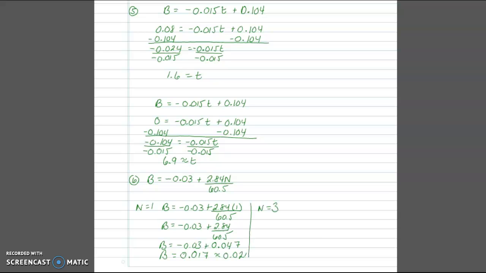So now we're going to do the same thing for n equals 3. We're going to replace n with 3, and then go through the order of operations. The operations are the same, so we're multiplying, then dividing by 60.5, and then we're going to add that negative 0.03. We end up with a value of 0.11.